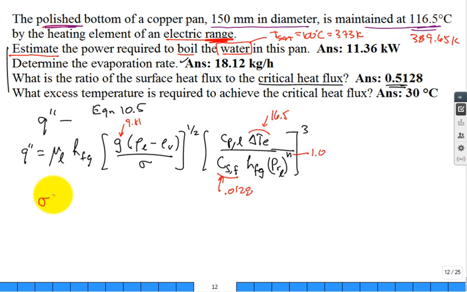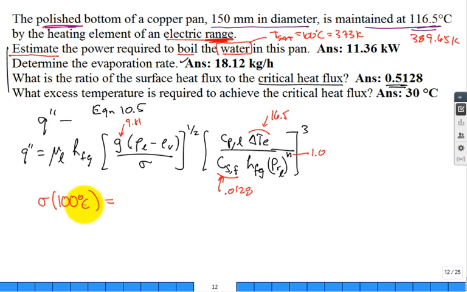Now we're going to get to another correlation today, and it's going to be all properties evaluated at T-film. So you have to pay attention. What do they want this at, TSAT or T-film? So I need to get this one at the saturation temperature of 100 degrees C for water.